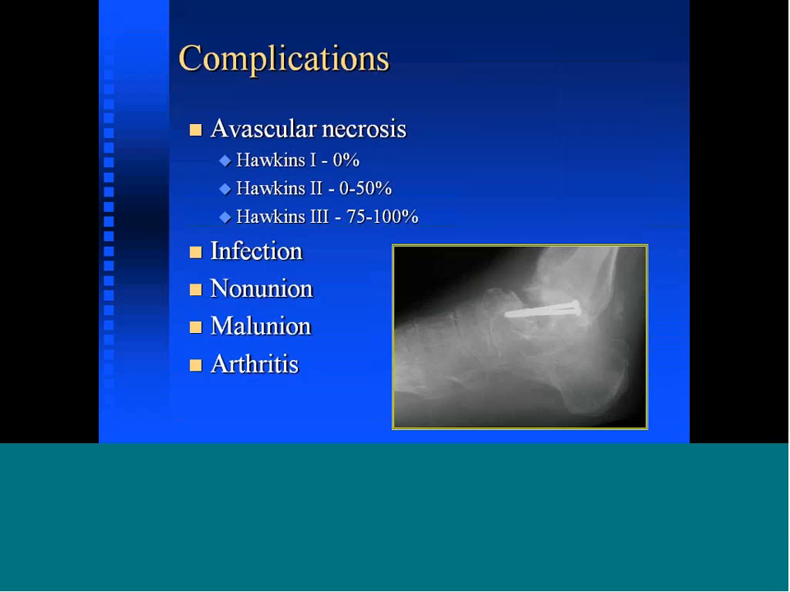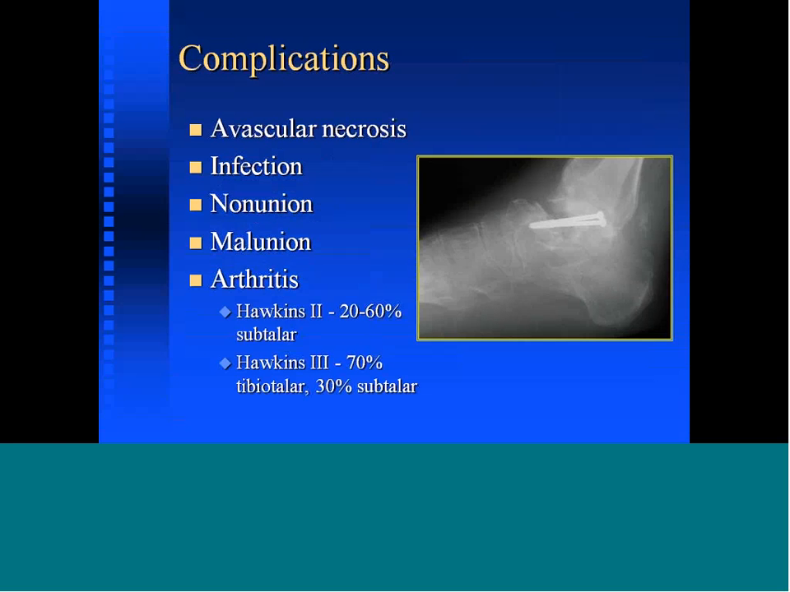Complications of these talar neck fractures, again, as we mentioned, include avascular necrosis, basically reported from 0 risk with a type 1 Hawkins to up to 100% with Hawkins type 3. And you see the other complications include infection, non-union, malunion. And then, of course, there's the complication of arthritis.